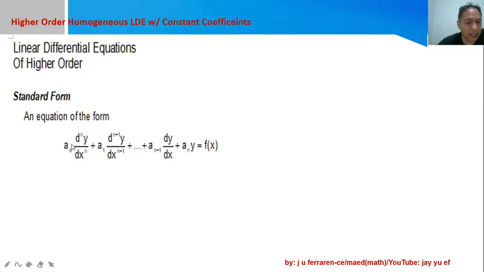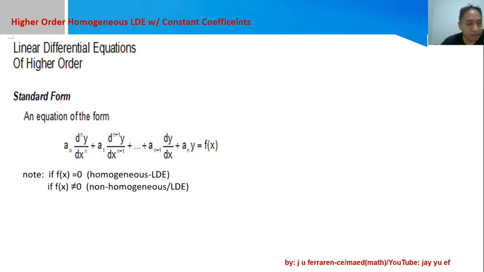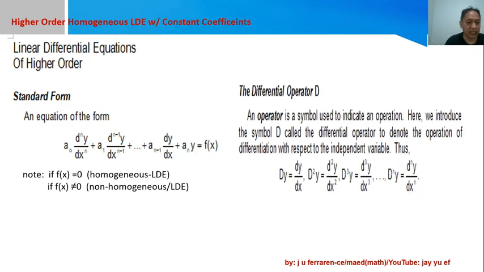Now here, the coefficients are all constant. One thing here, this is linear in y, so this is a linear DE, linear in y, and the order here is the order n. Again, if f of x is equal to 0, then it's homogeneous. If there is a function here involving x, meaning not 0, then the DE is termed a non-homogeneous linear DE. Now, we will be working on DEs which are homogeneous with constant coefficients.